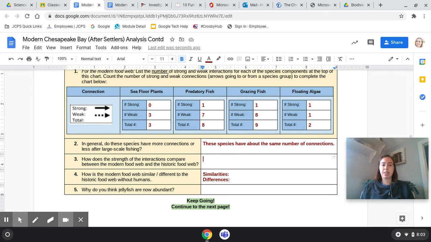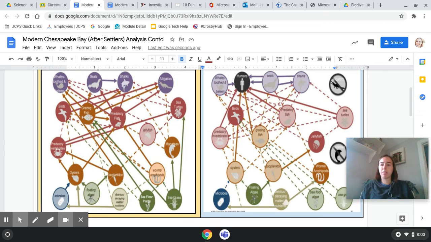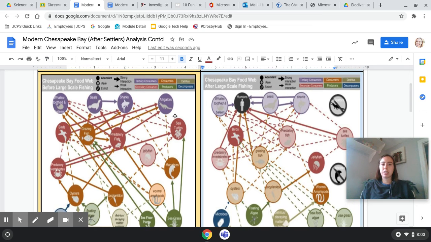Question number 3 says, how does the strength of the interactions compare between the modern food web and the historic food web? So they have about the same number of arrow interactions, but what about the strength? Remember, strength is indicated by the arrow. If it is a strong interaction, it is bold and solid, and if it is a weak interaction, it is a smaller dotted line.